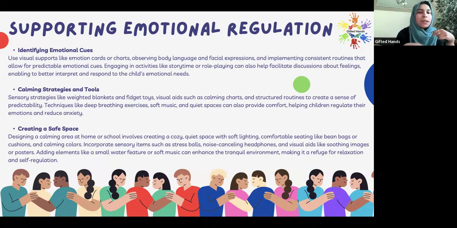Then we have the calming strategies and tools. So we have fidget toys. For example, this is one of the sensory toys, fidget toys. So if the child is feeling mad or angry, they can expand it and then close it, expand it, close it, expand it, close it. We have a few other things that I'll just show.